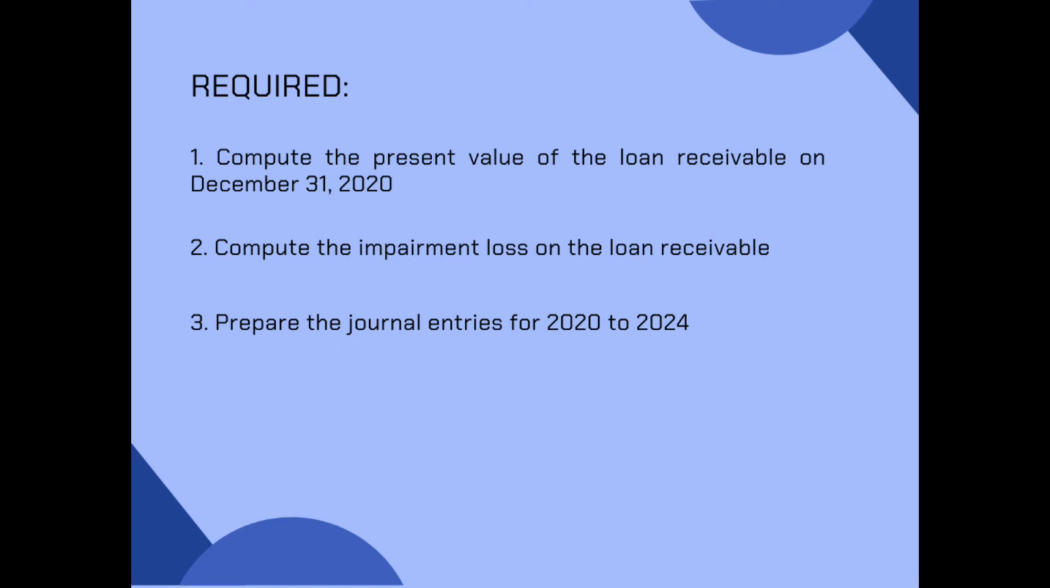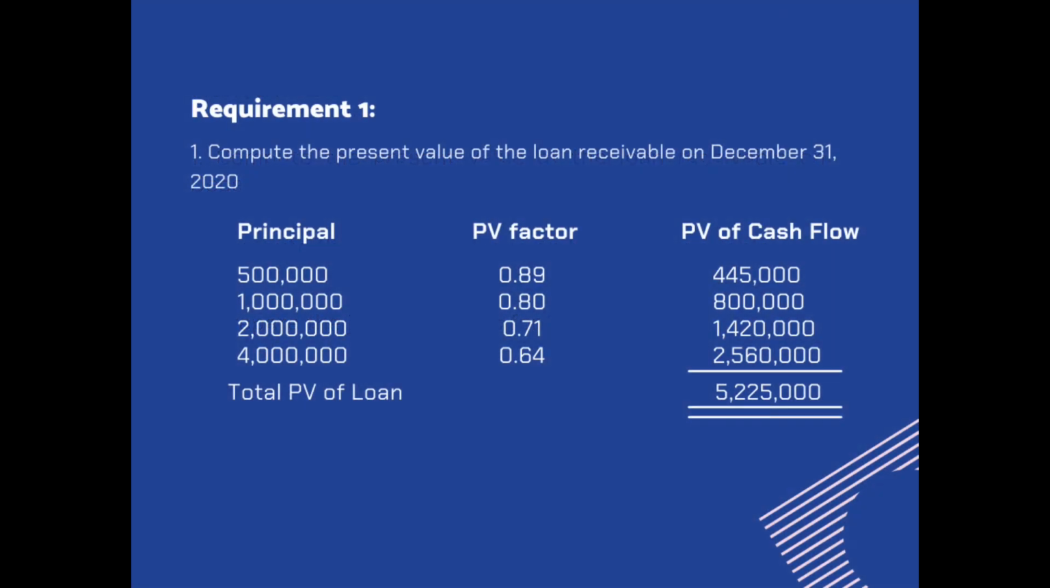First, compute the present value of the loan receivable on December 31, 2020. Number 2, compute the impairment loss on the loan receivable. Number 3, prepare the journal entries for 2020 to 2024. So for requirement number 1, compute the present value of the loan receivable on December 31, 2020.